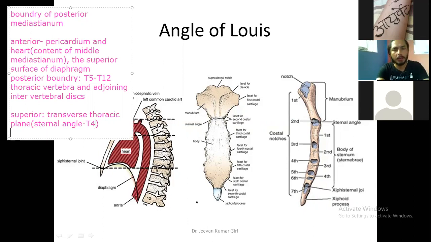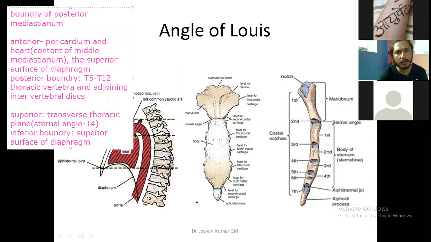Now the inferior boundary. The inferior boundary is the diaphragm only, the superior surface of the diaphragm. See, in the anterior boundary also, some part of the diaphragm is there. So anteriorly also there is diaphragm, and inferiorly also diaphragm. So the diaphragm contributes to both boundaries.